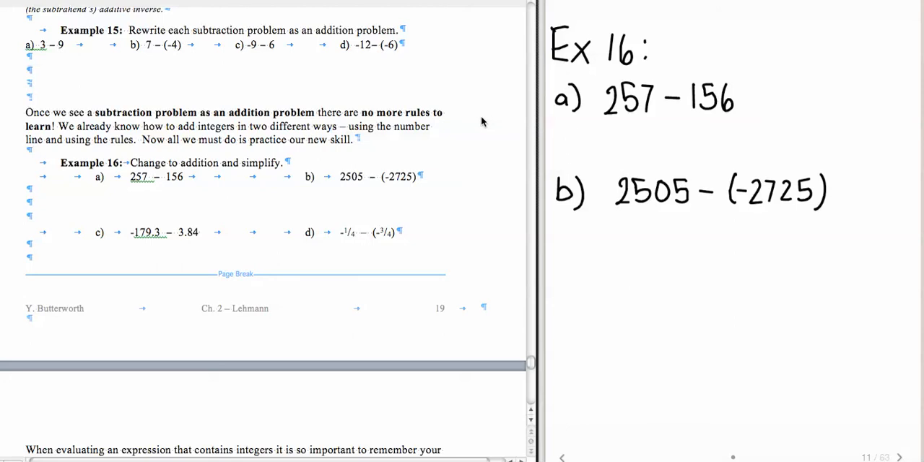This is our second lecture in section 2.4. We are discussing how to subtract real numbers. So we're continuing on with example 16.